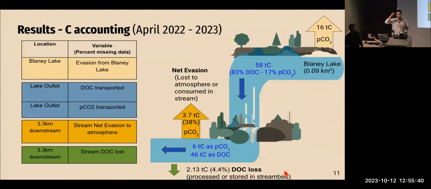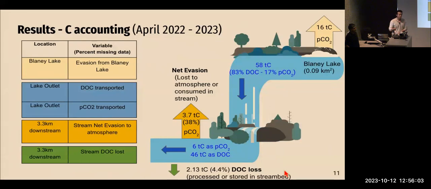And then when the sunlight leaves, photosynthesis stops, and atmospheric oxygen will come in and re-aerate the water, and that gives us the gas transfer velocity. Then that is multiplied by the concentration gradient between the water and the air, and that is what gets the evasion flux out.